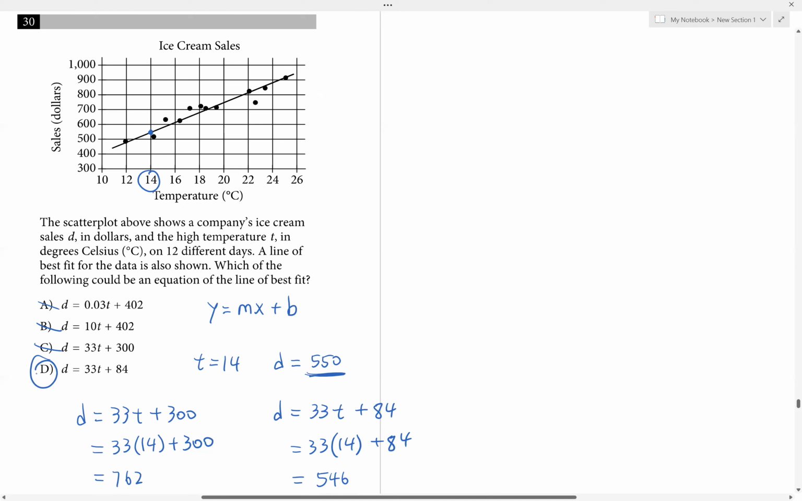For a question like this, we do have to be careful with the graph, right? Always check for the y-intercept. Is it actually the y-intercept? Or we can always plug in a point and see which equation gives us the correct number. That's always a good way to verify if the equation is correct or not. Okay, and for number 30, our best answer is letter D.